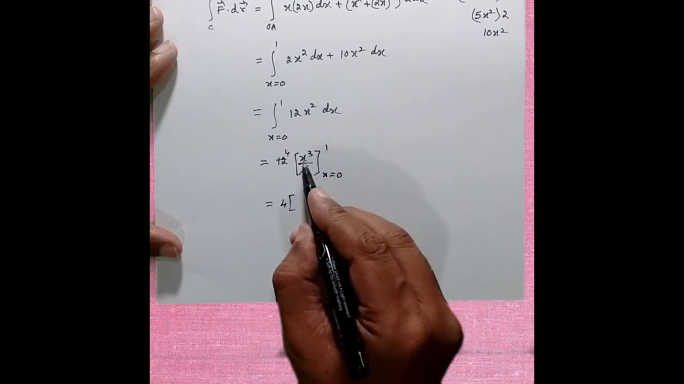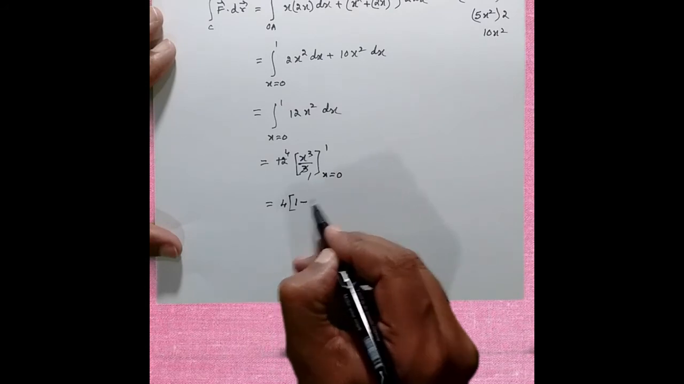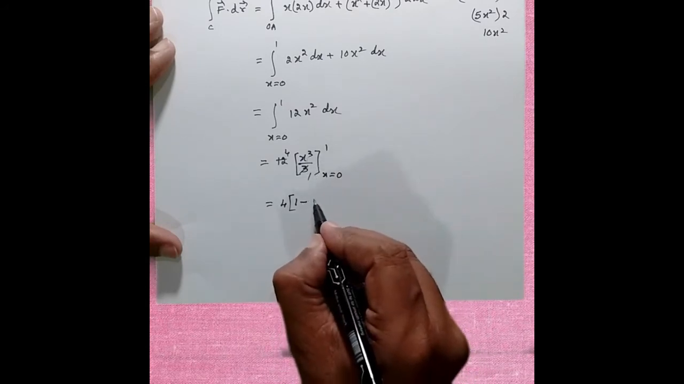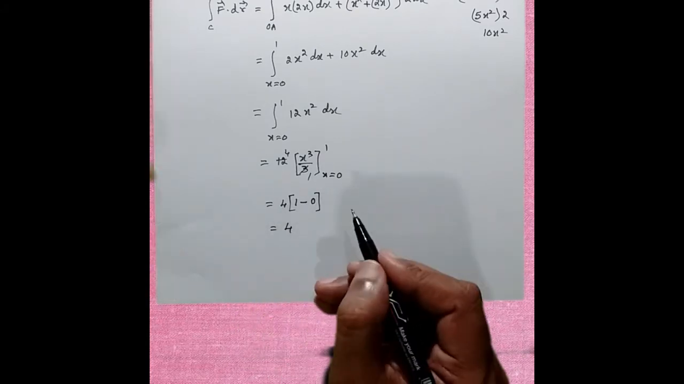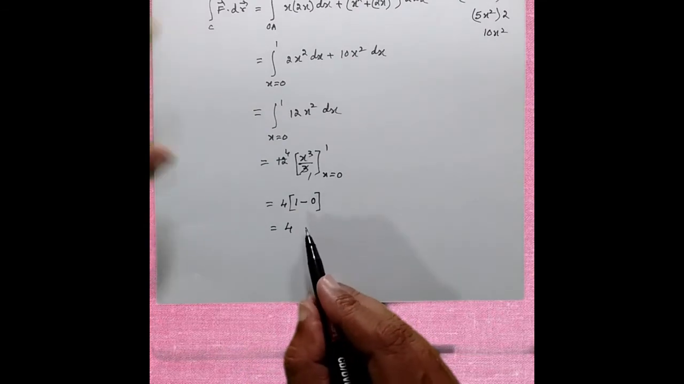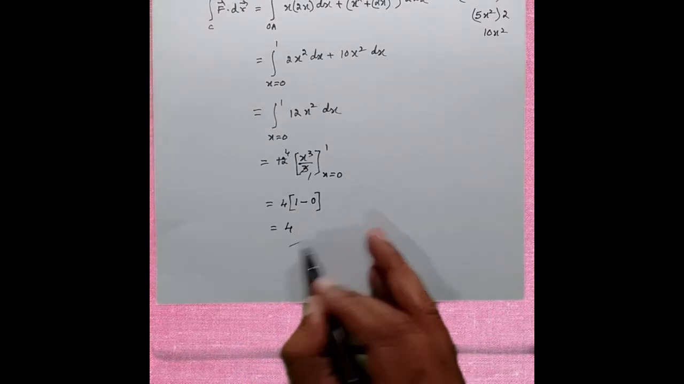Apply the upper limit value for x, which is 1, so 1 cube will be 1, minus the lower limit value for x, which is 0, so 0 cube will be 0. So 4 times 1 will be 4. So we got the value of this integral to be equal to 4. So that is the required solution.